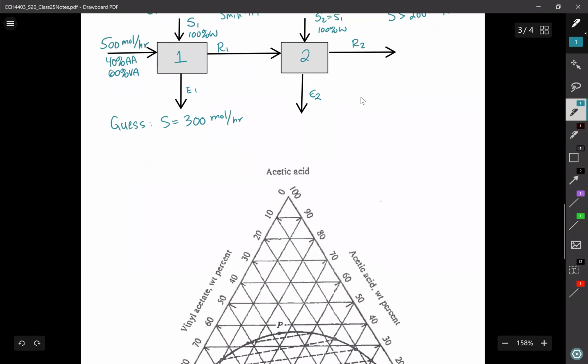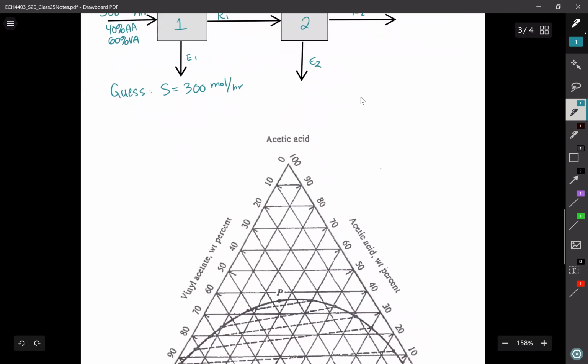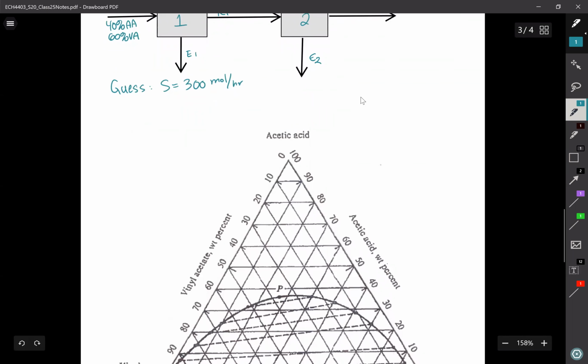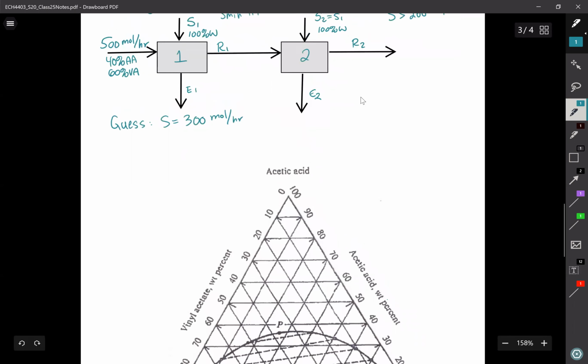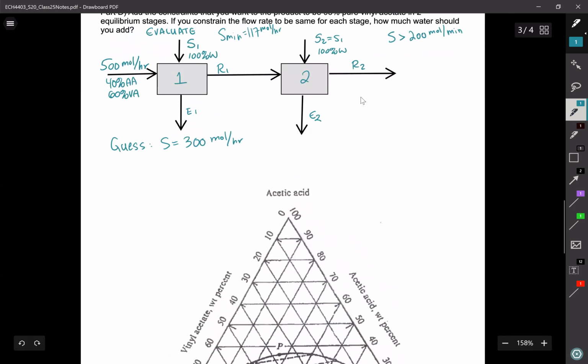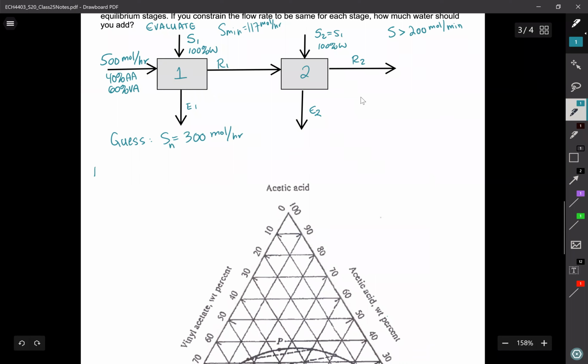So again, that's a guess and check type problem. I might find that with 300 moles per hour, I don't land directly on 93% vinyl acetate. Again, that is going to be okay, especially for liquid-liquid extraction type problems. So now that I have what my solvent flow rate is, so S1 is equal to S2, so on and so forth, I can then find mix point 1, 500 plus 300 is equal to 800.